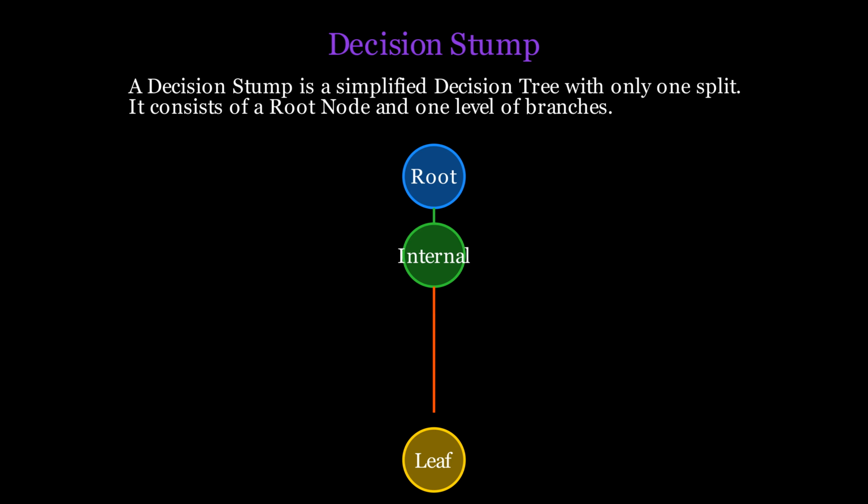Decision stump. A decision stump is a simplified decision tree with only one split. It consists of a root node and one level of branches.